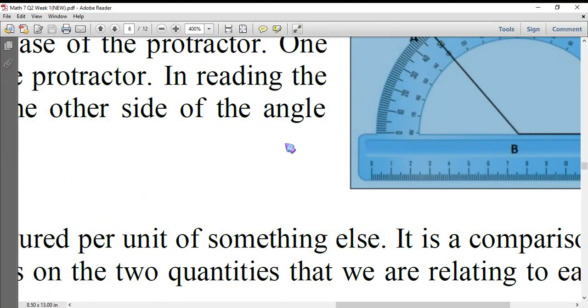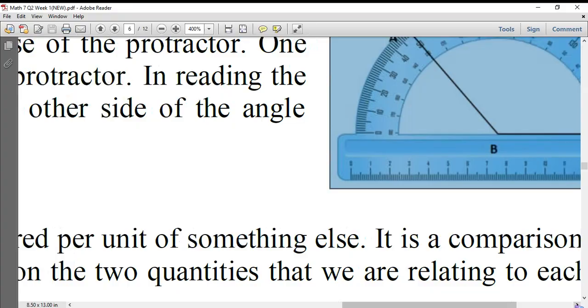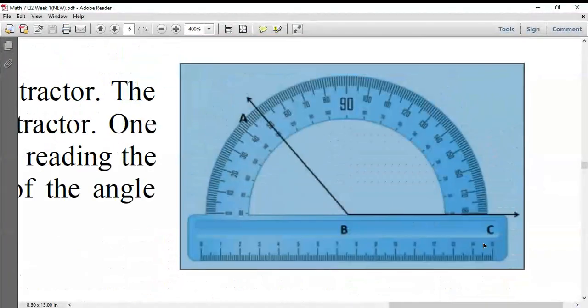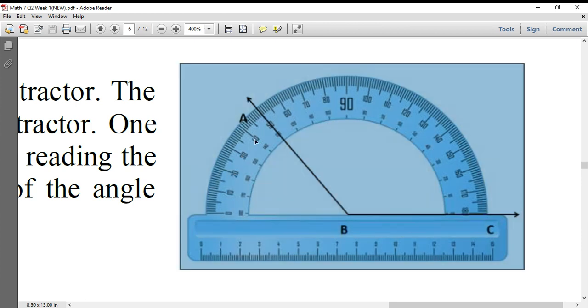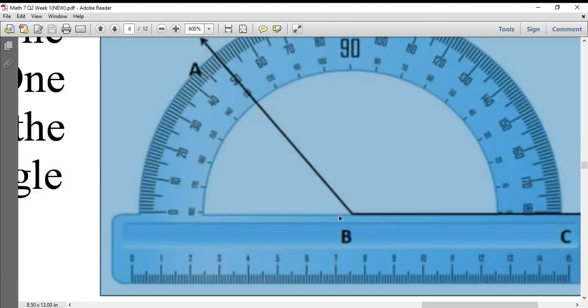Malakihan natin. Okay. So, ito yan, no? So, it's 0, 10, 20, 30, 40, 50, 60, 70, 80, 90, hanggang dito ay 180. Okay, one rotation ay 360. Okay, so that's correct.